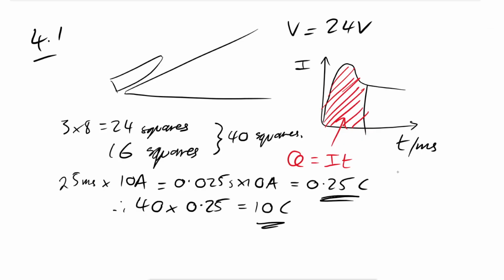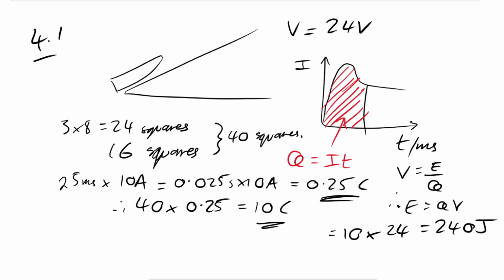We need an energy though. We know the voltage is joules per coulomb, energy divided by charge. Therefore, energy is equal to QV or VQ. So that's 10 coulombs times 24 volts. And that gives us 240 joules. Anywhere from 220 to 264 apparently is acceptable.